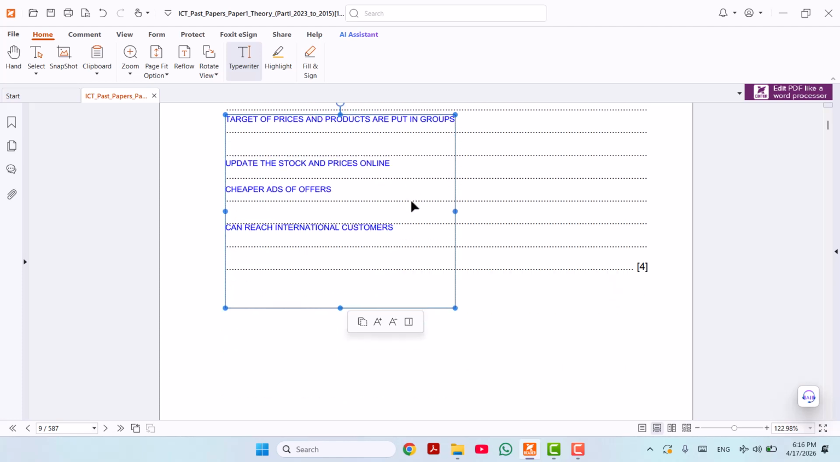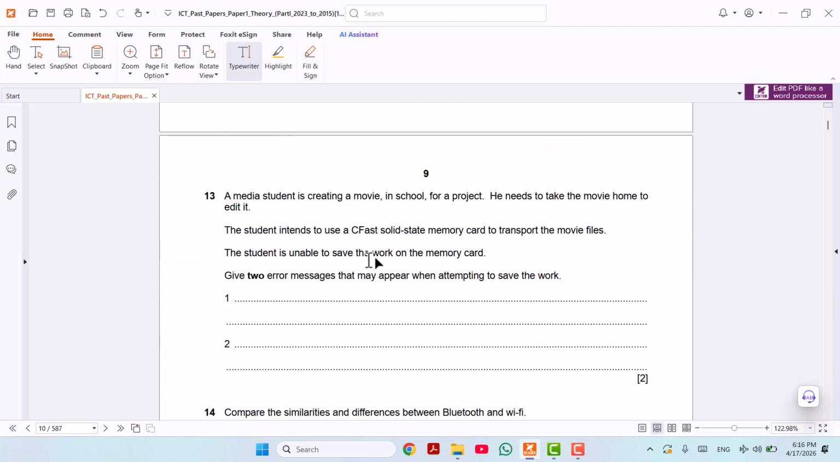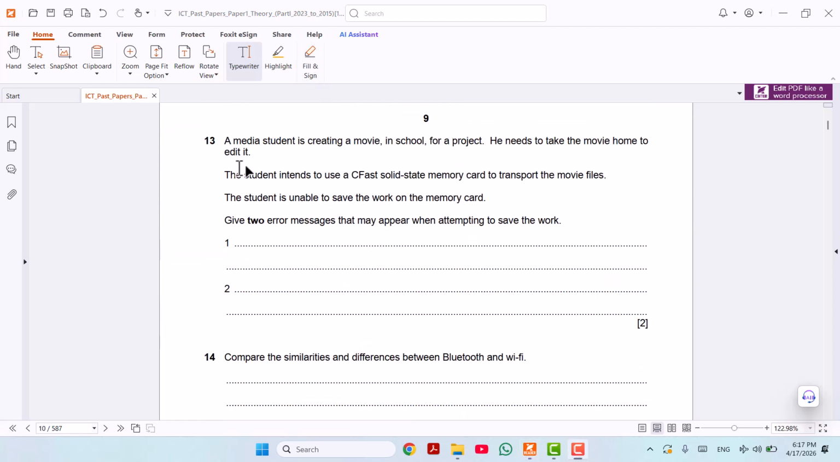Okay, let's go to question number 13. A media student is creating a movie in school for a project. He needs to take the movie home and edit it. The student uses a fast solid state memory card to transport the movie. The student is then able to save the work on the memory card. Due to errors, now the student has a video movie and he wants to transfer it to solid state memory. So there are some errors that can happen in case he is unable to save it.